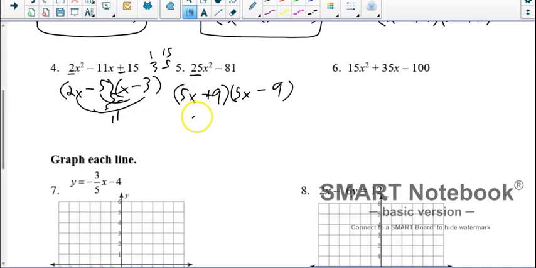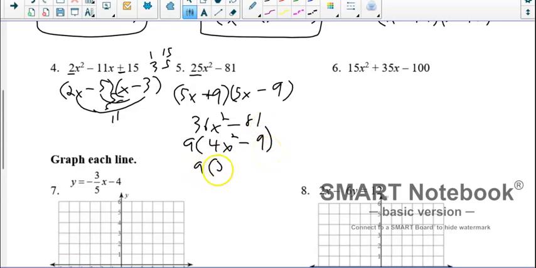Just for the heck of it, let's say we did have 36x squared, bonus problem, minus 81. You could factor this to 6 and 9, 6x plus 9, 6x minus 9, but then you'd have to pull 3 out of each parentheses. But instead, if you just take the 9 out first, 4x squared minus 9, now you'd end up with 9 times 2x plus 3 and 2x minus 3. So sometimes we have a GCF before we do the other factoring. Case in point right here.